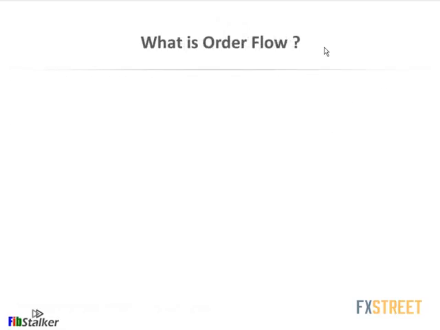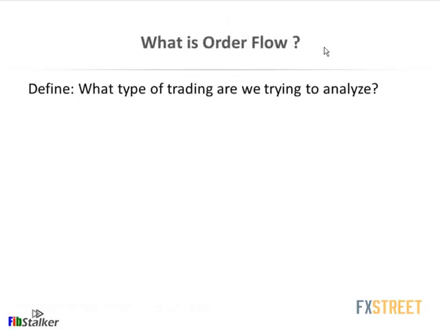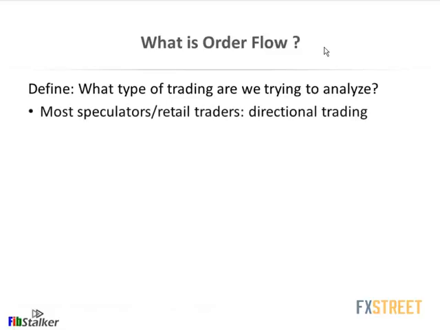So let's get into this. What is order flow? In order to define order flow, we need to understand which type of trading and which type of orders we are trying to analyze. Now, as retail traders and most speculators, we are interested in directional trading. What is that? That is about taking a position long or short, betting that the price will actually move either up or down.